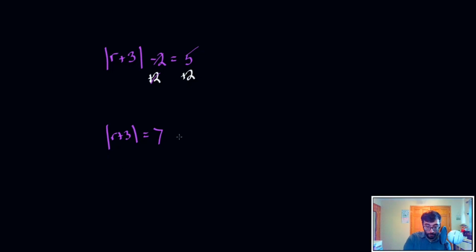So one would be, and I'm going to do it kind of up here, r plus 3 is equal to positive 7. Because if r plus 3 is 7, then this would become the absolute value 7, which is 7, and it works. 7 equals 7. Or r plus 3 could get us negative 7. Because if r plus 3 got us negative 7, okay, that means this side would be the absolute value of negative 7 equals 7, and that is true because the absolute value of negative 7 is positive 7. Okay, so that's step 2.